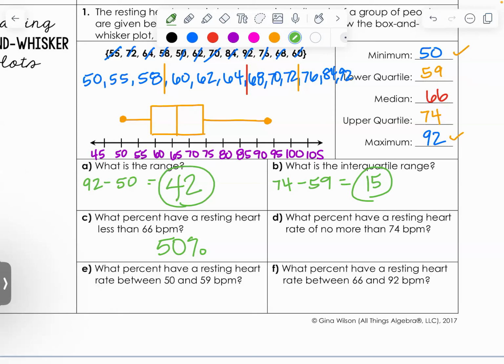Okay, now what percent have a resting heart rate of no more than 74 beats per minute? Well, 74 is our upper quartile. So how many have no more than? Okay, so we're saying less than our upper quartile. So we're talking about 3/4 of the data, 75%.